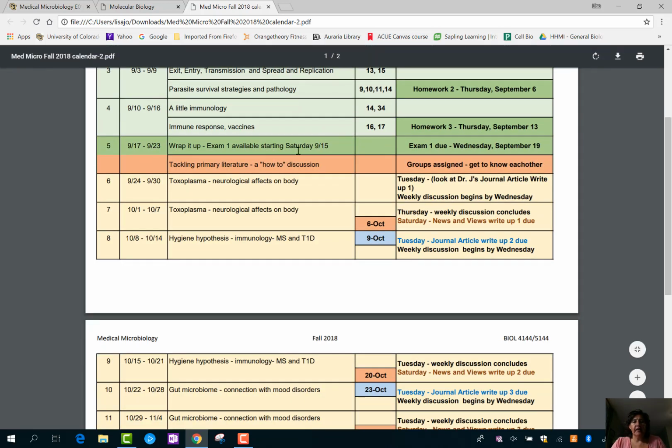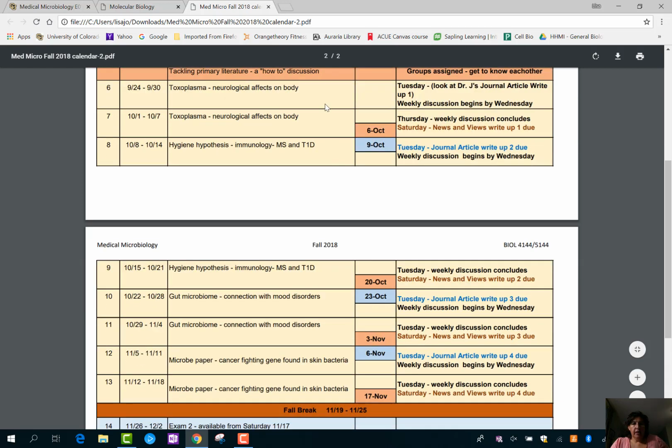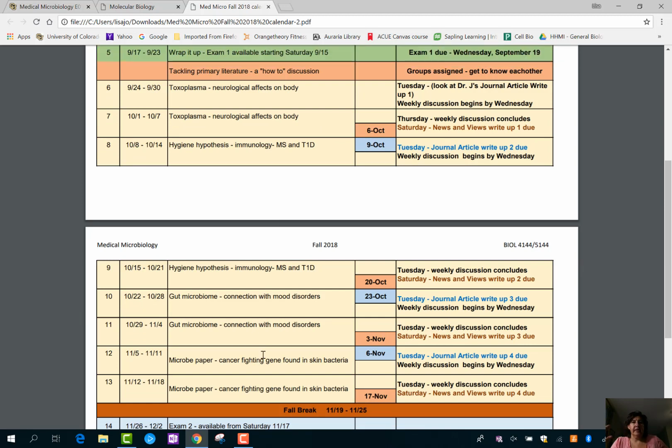Then week 5 is kind of our transition. You'll be working on your exam. You'll be assigned small groups to work through the primary literature. In this yellow color, it's showing that every 2 weeks we're going to read a different journal article. You're going to discuss them online, and you're going to have some assignments to show me your understanding.